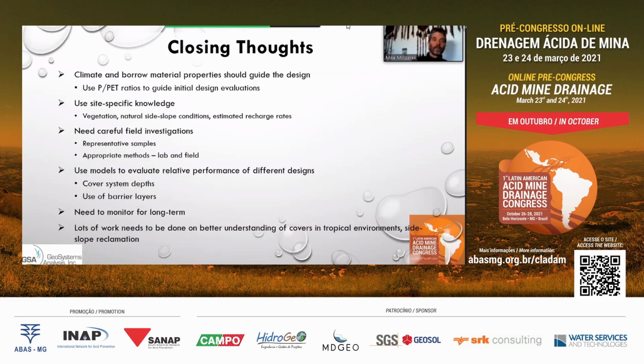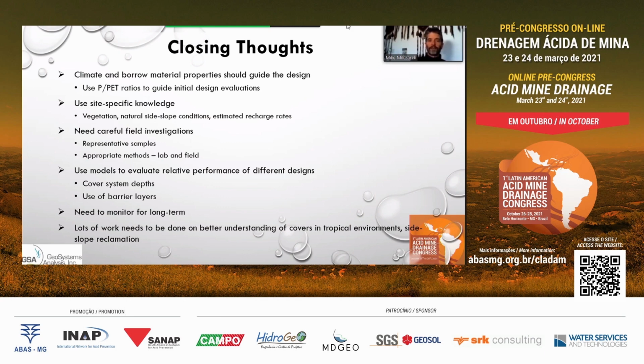So in conclusion, I just want to say climate and biomaterial properties should guide the design. Use precipitation and PET ratios to guide your initial design evaluations. Use site-specific knowledge. You want to look at vegetation and rooting in natural areas.